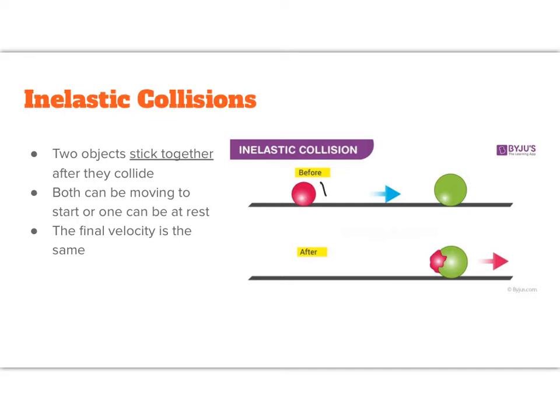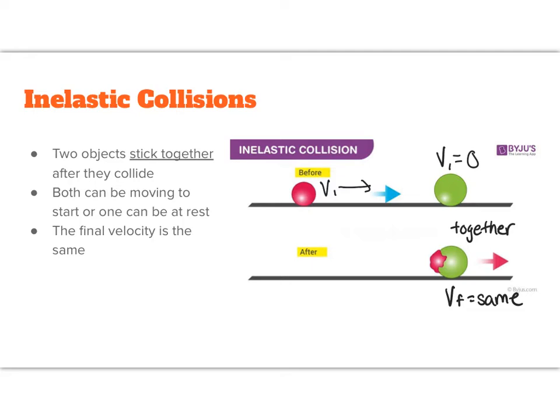I have my pink ball, which is starting out with some initial velocity, and then I have my green ball, which starts at rest. When they collide, they're going to move together. So it's like they stick together. So their final velocity is the same for both balls. Now, there are two different situations we can have. The first one is one ball at rest and the other moving.